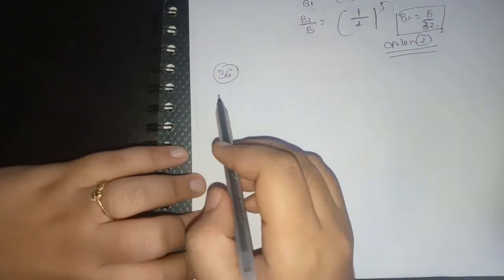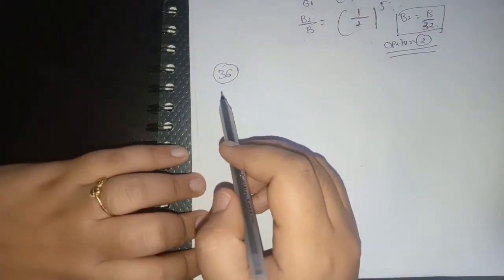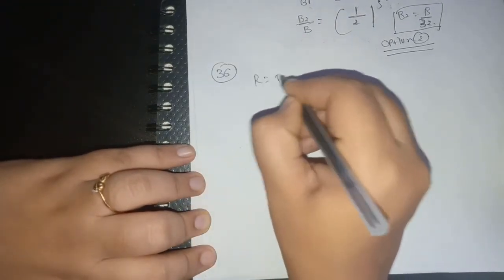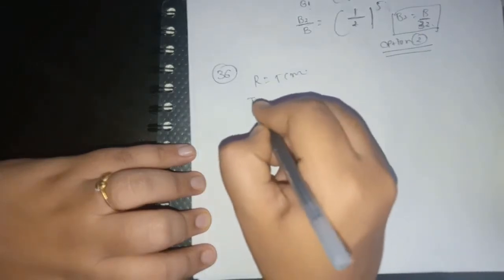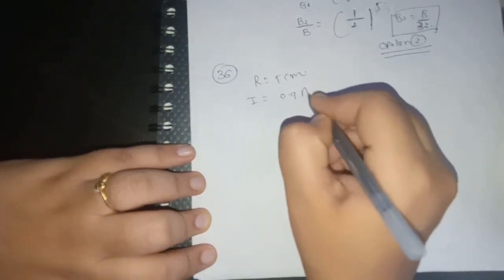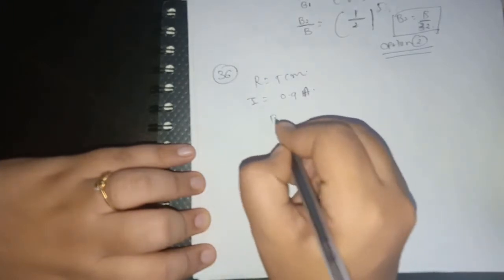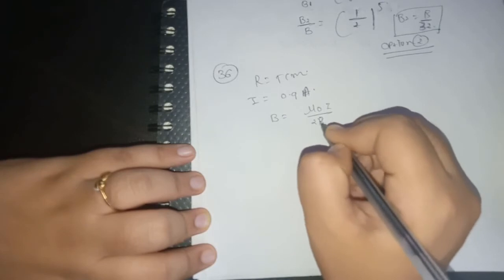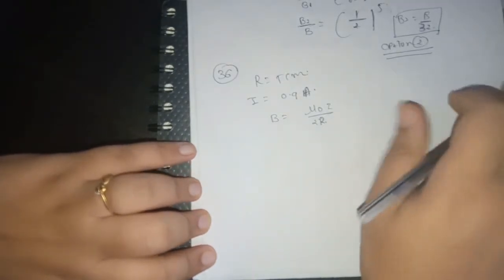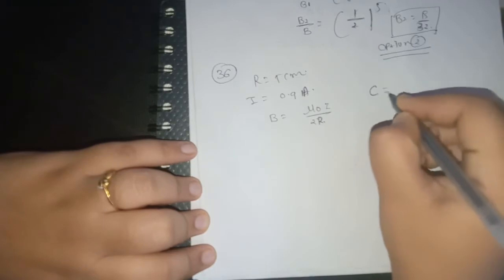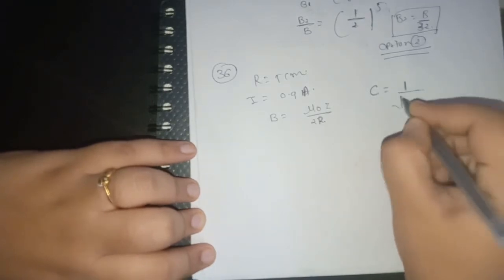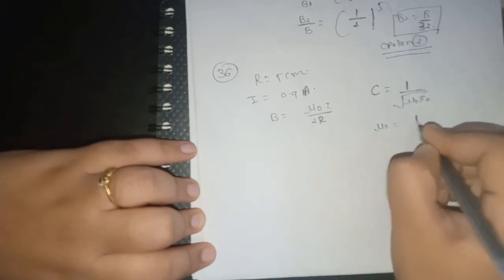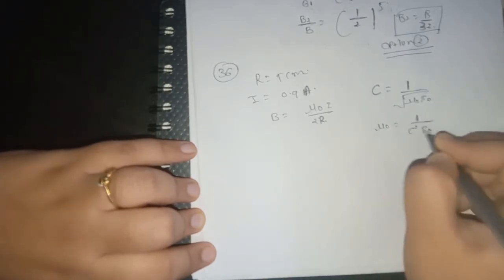In question number 36, the magnetic field induction at the center of circular coil of radius 5 cm and carrying a current of 0.9 ampere is given by mu naught I upon 2r. But here all the options are in the form of epsilon naught. The speed of light in vacuum is given by 1 upon under root mu naught epsilon naught. So mu naught is equal to 1 upon c square epsilon naught.